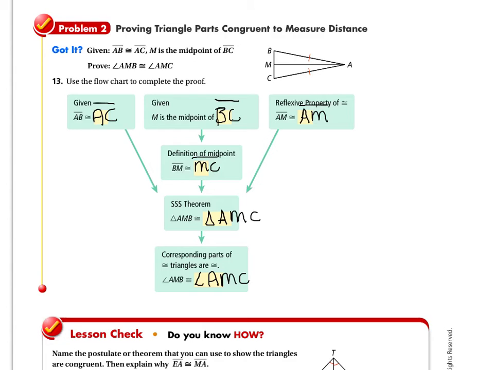Now since we have three congruent sides measured now, this side, and this side, we can use our side-side-side theorem to prove that triangle AMB is congruent to triangle AMC. And notice they are named the same way. Remember, that's part of our congruence that we talked about in section 1. Therefore, angle AMB is congruent to angle AMC because they're corresponding parts. Both triangles are congruent, therefore all the sides and all the angles are congruent.